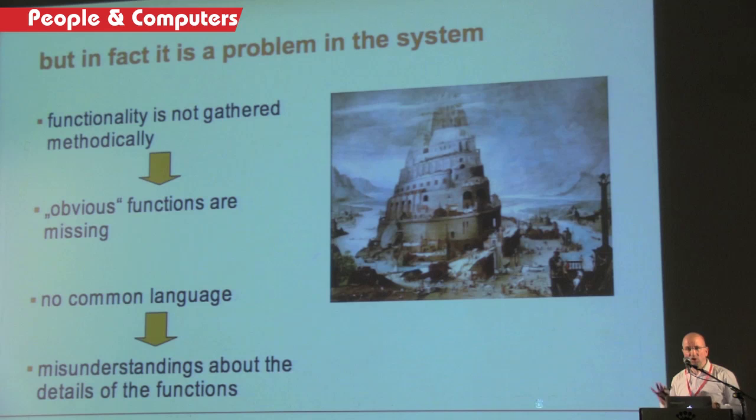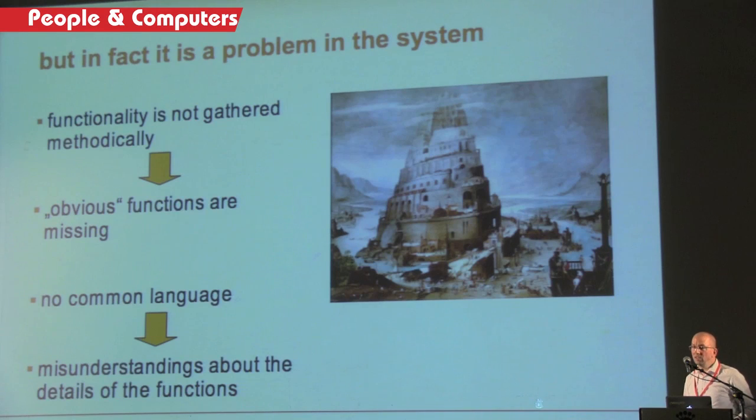One is the functionality is not gathered in a methodical way, and the result of that is that obvious functions are missing. The business side is not talking about the obvious functions because they think it's obvious. And as a result, the obvious functions are never talked about and they are never implemented, because what is obvious to the business side is not obvious to the developers.